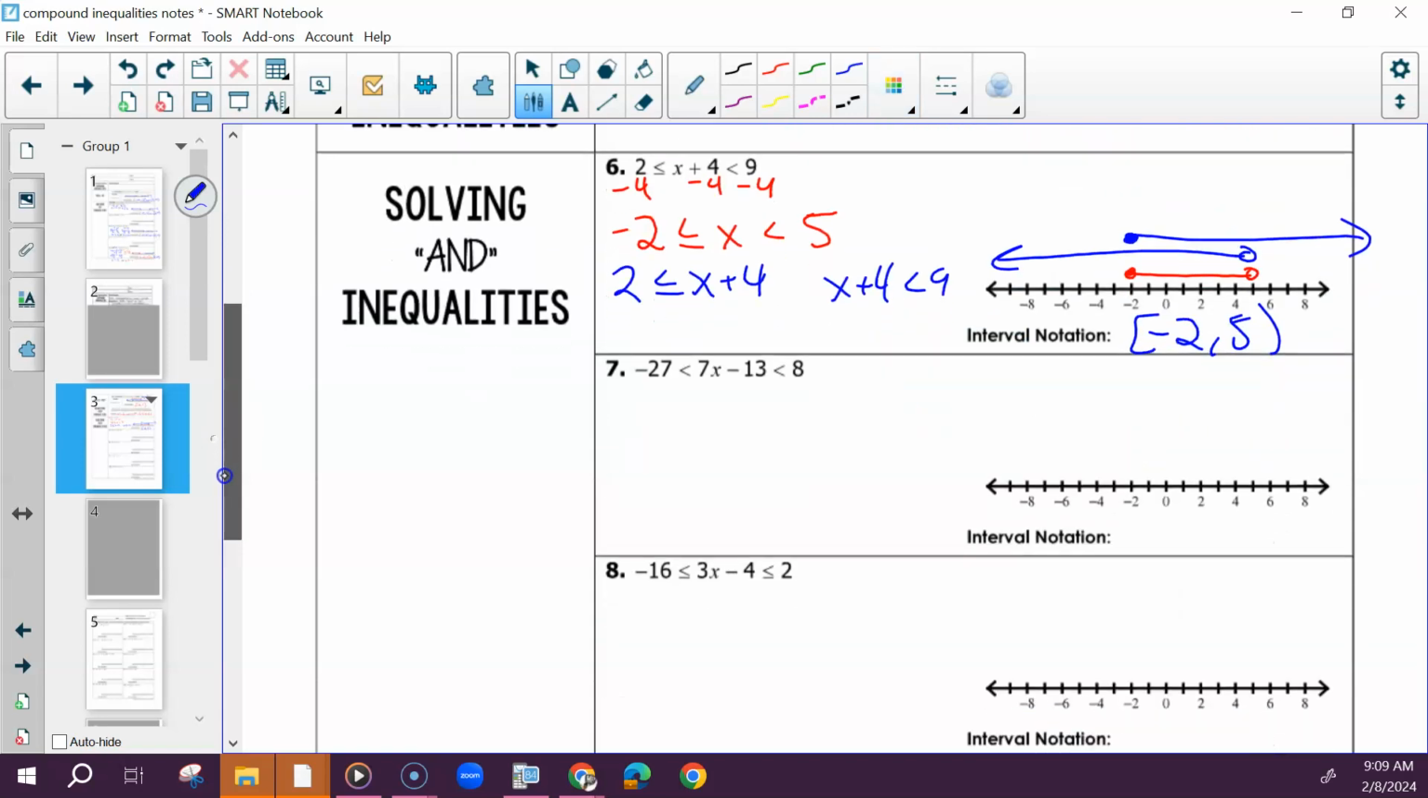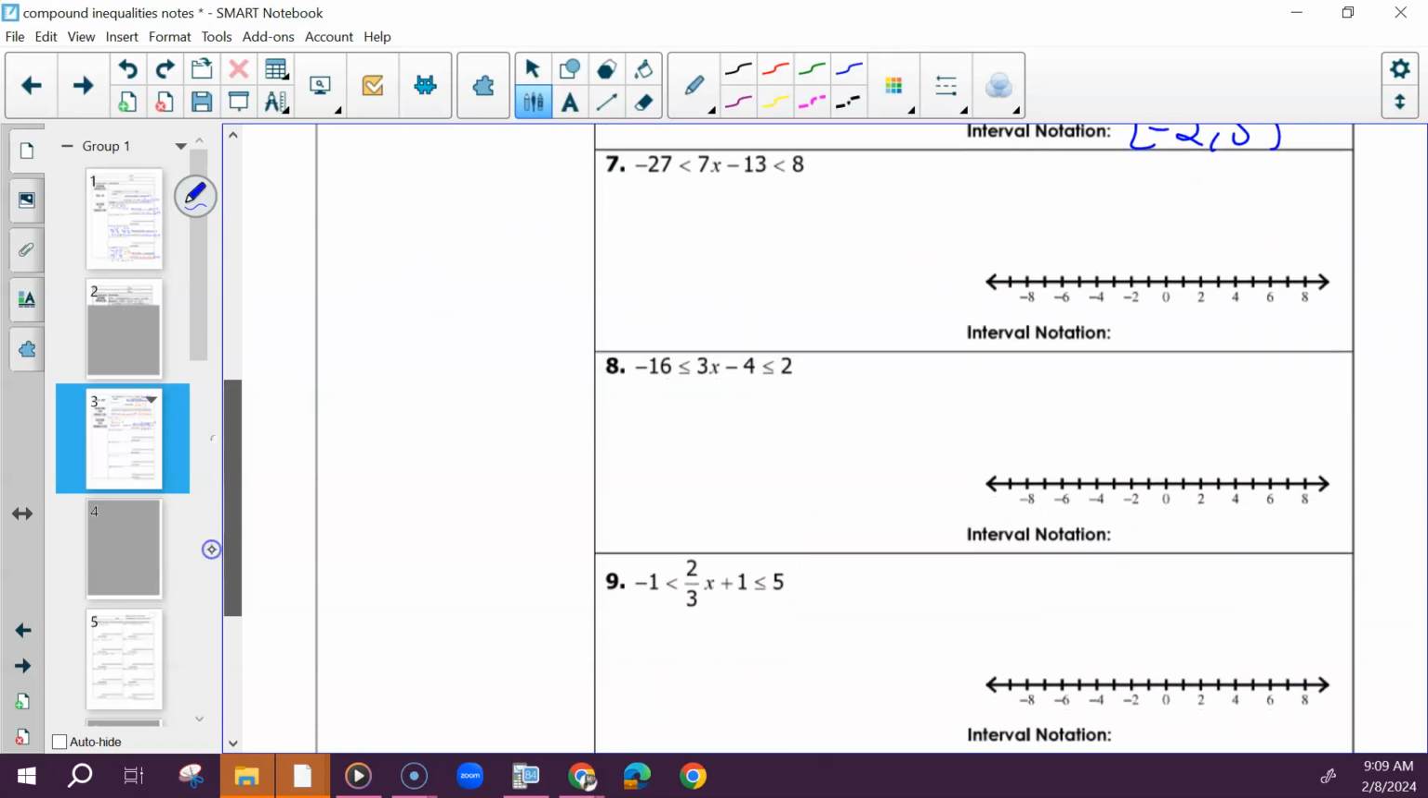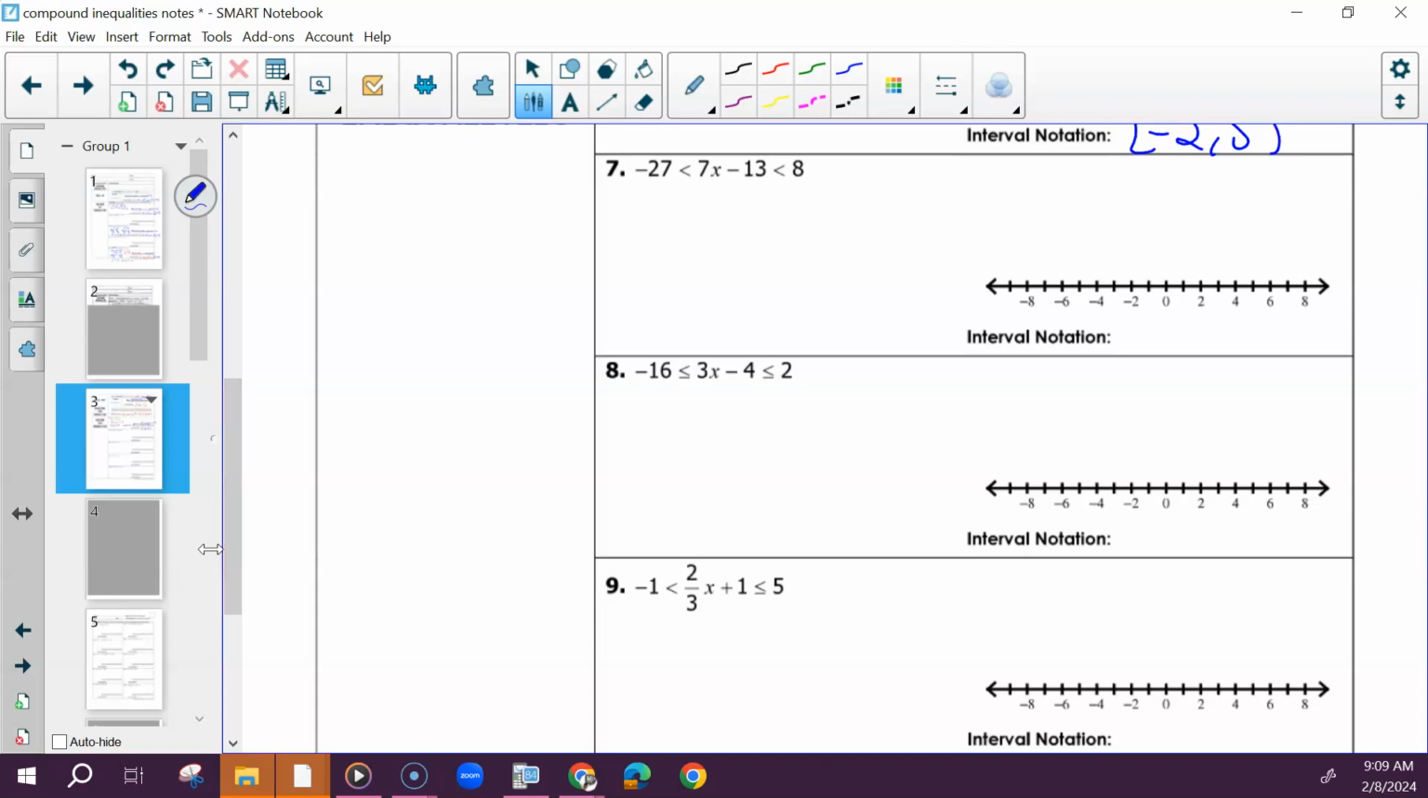Let's do number 8. Again, we're trying to get x by itself, so we can get rid of 4 by adding it to everything. We have -12 is less than or equal to 3x, which is less than or equal to 6. And then divide everything by 3.